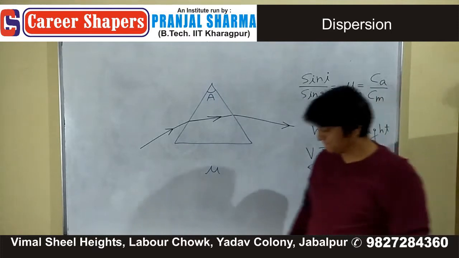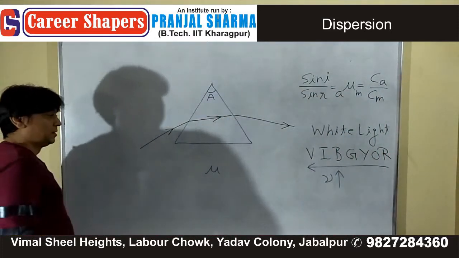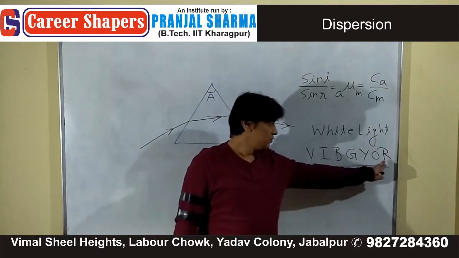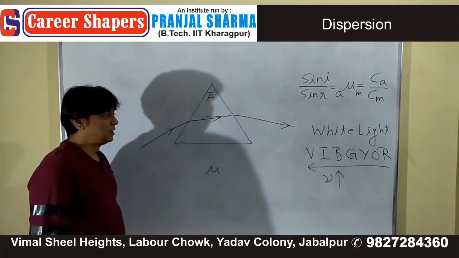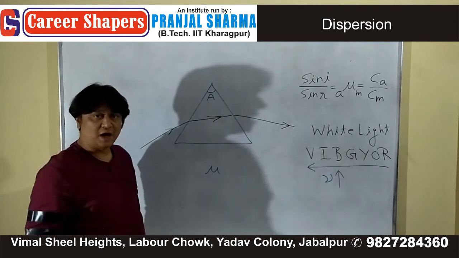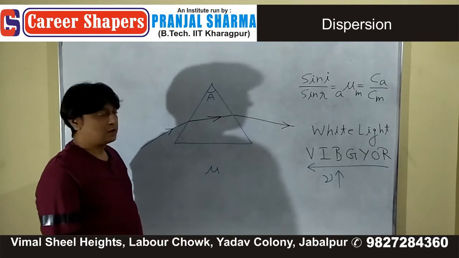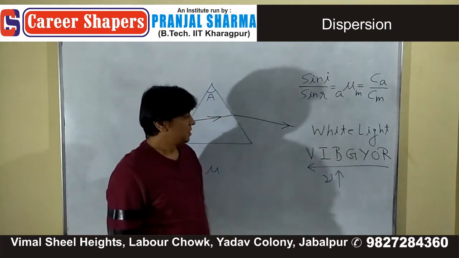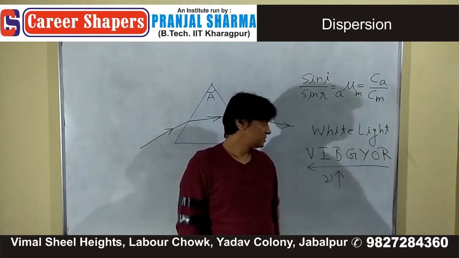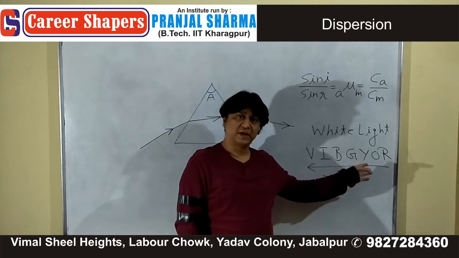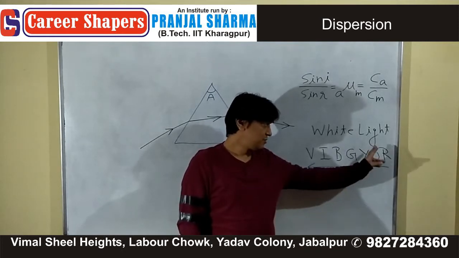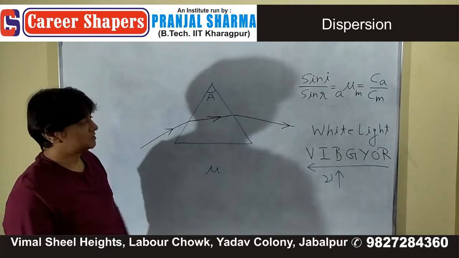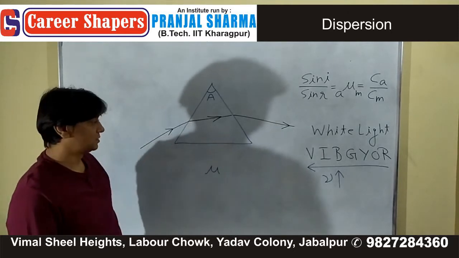Electromagnetic waves in visible spectrum are perceived by human brain in the form of different colors, and frequency increases as we move from red color to violet color.